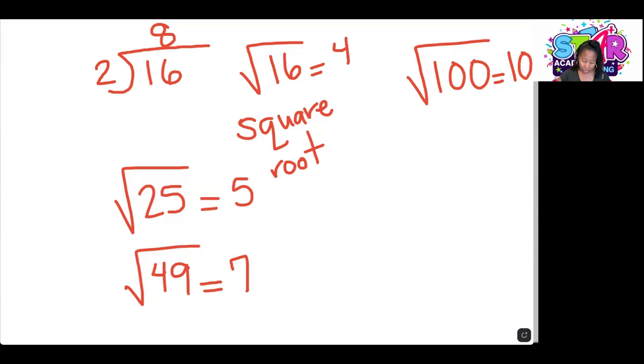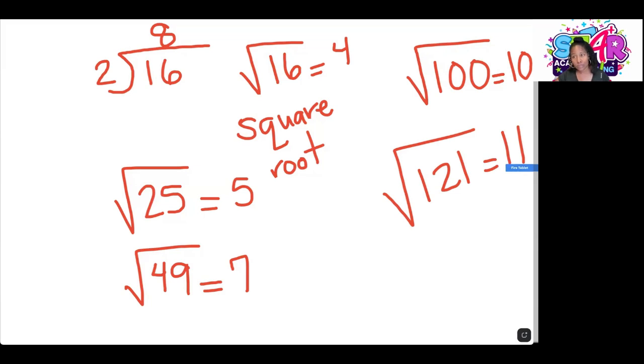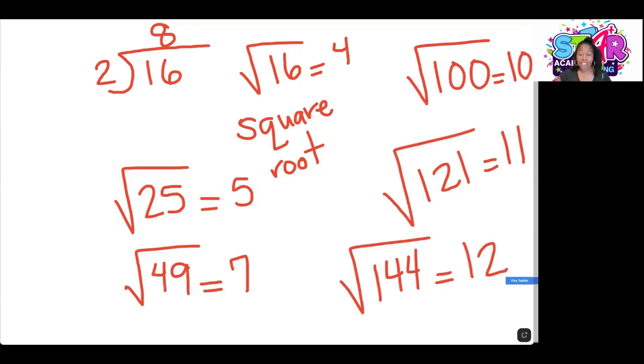Now we can get higher, the square root of 121. That's 11, because 11 times 11 is 121. The square root of 144. That's 12, because 12 times 12 is 144. And we can get higher and higher, but this is just a basic introduction to square root.